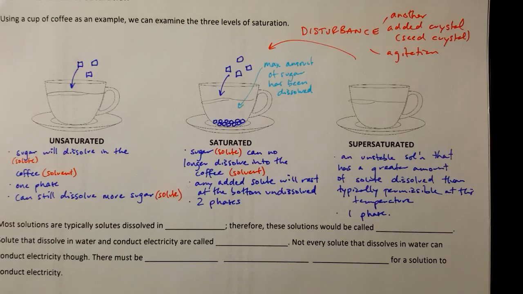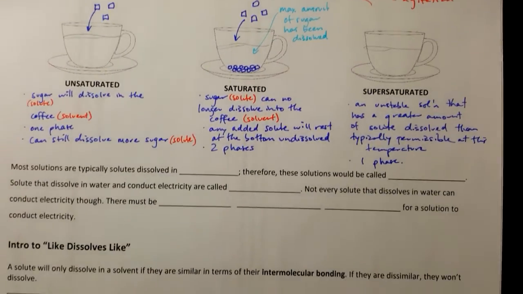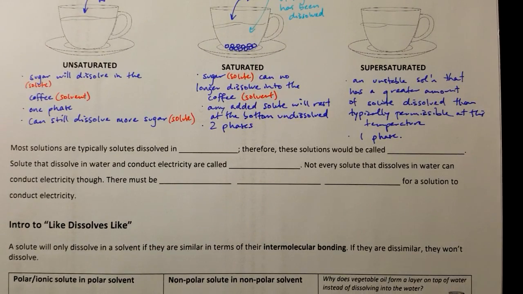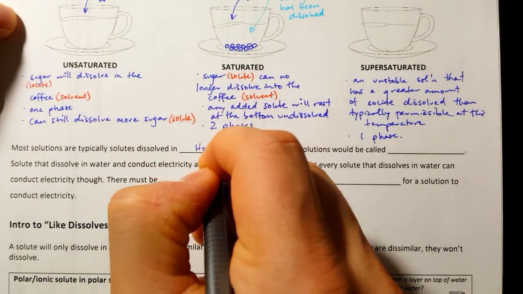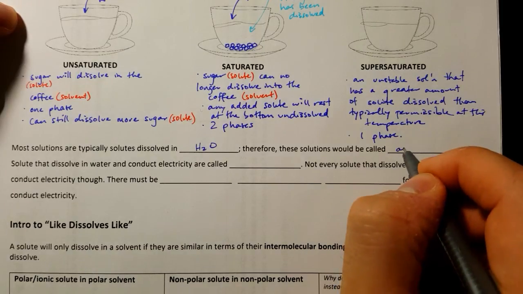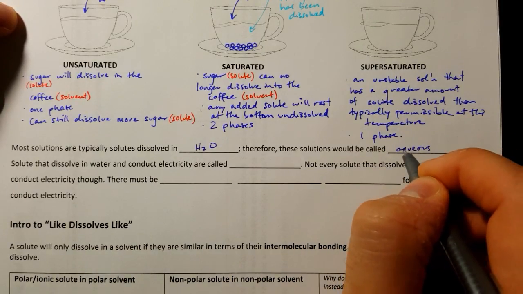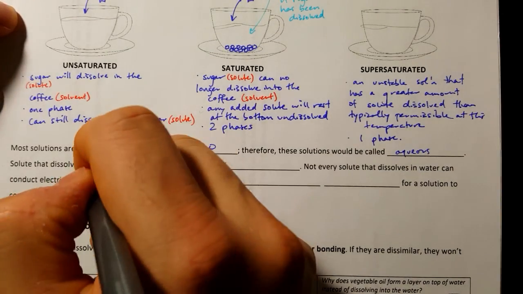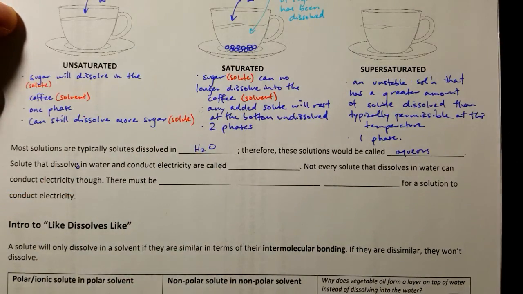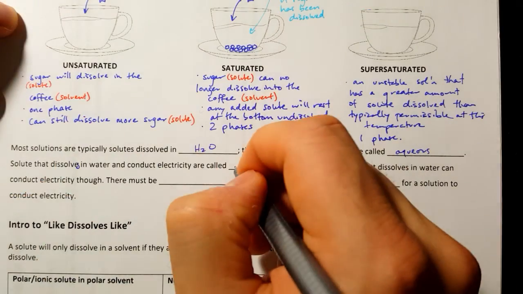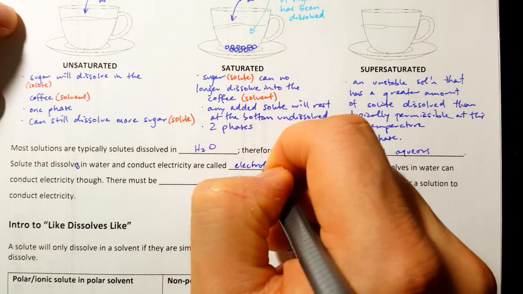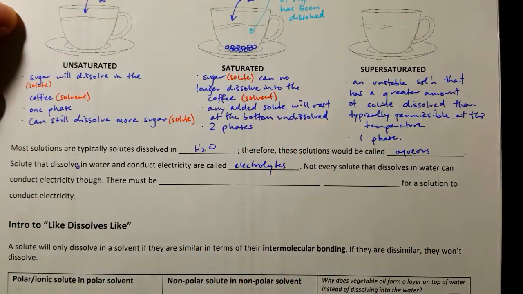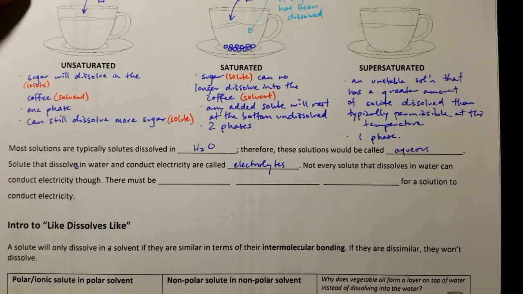crystal or through agitation. Now most solutions, as we see here, are typically solutes dissolved in water. That's generally what we see. Therefore, these solutions would be called aqueous, and for the most part we're going to be dealing with aqueous solutions in this unit. Solutes that dissolve in water and conduct electricity are called electrolytes. So anything that dissolves in water and conducts electricity, we give that the name electrolytes.